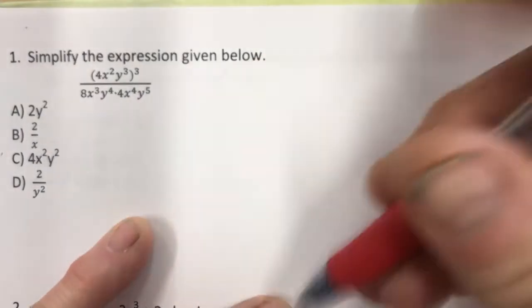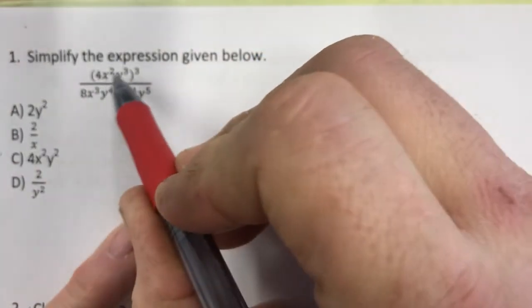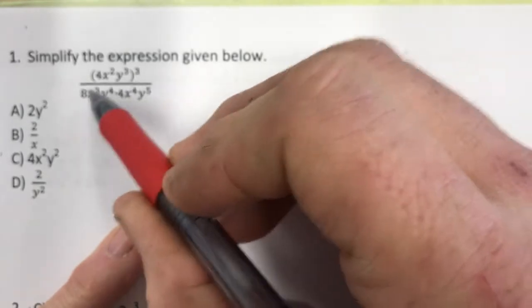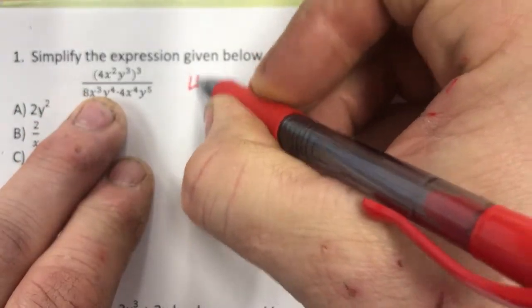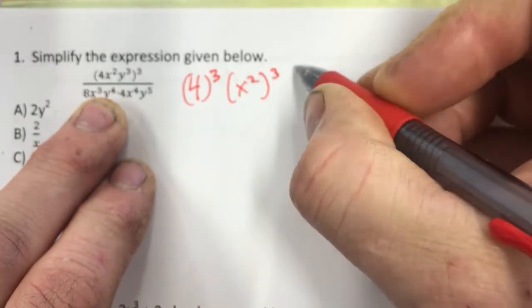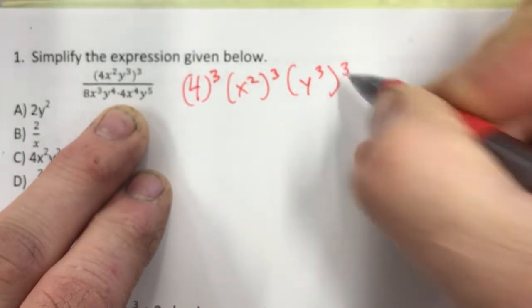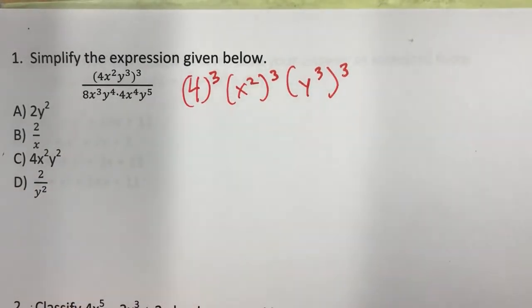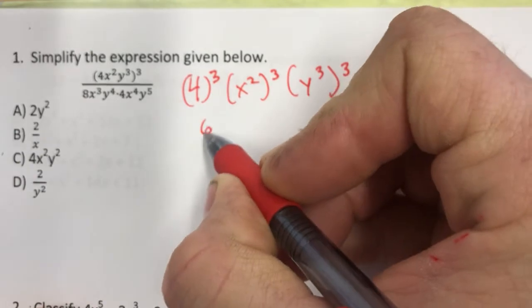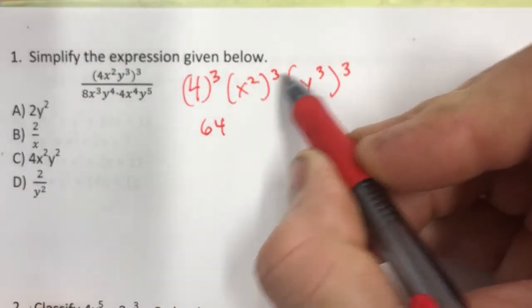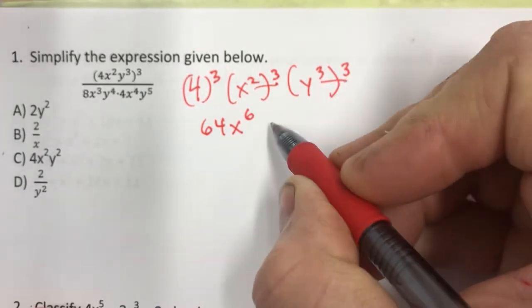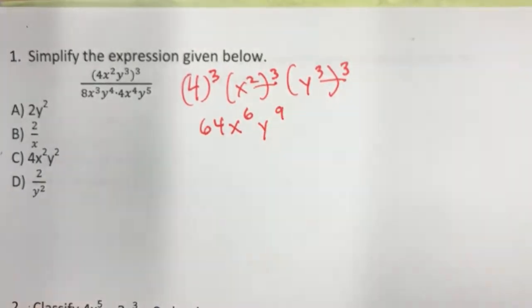Okay. In the top expression, we see everything in here is to the third power. So what I'm going to have to do is I've got 4 to the third power, x squared to the third power, and y to the third power. All those are to the third power. All right, so 4 to the third power is 64. X squared to the third power, 2 times 3 would be 6, so that'd be x to the 6. And then 3 times 3 is 9, that'd be y to the 9.